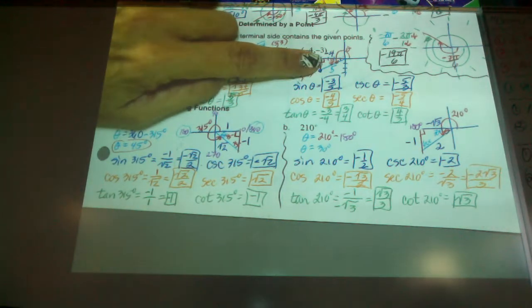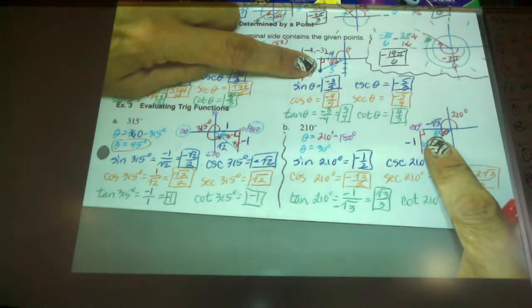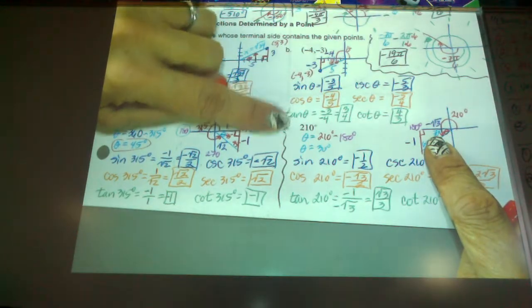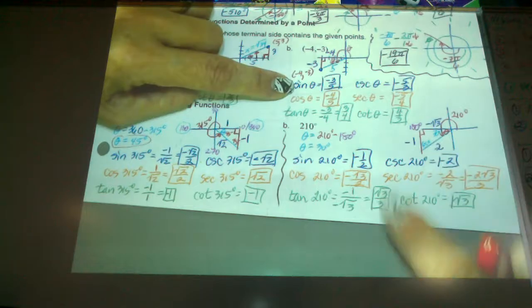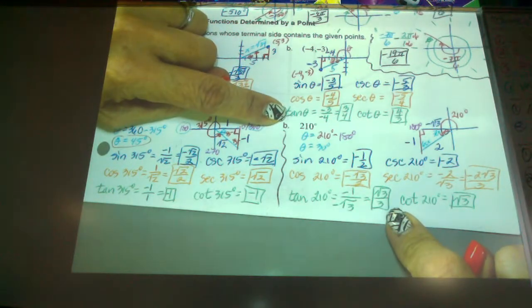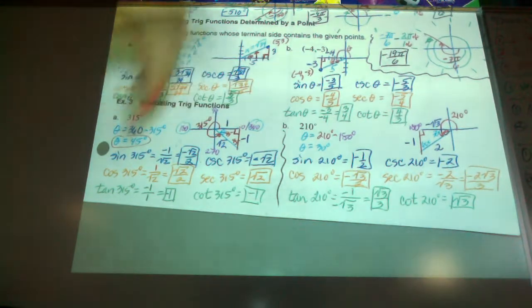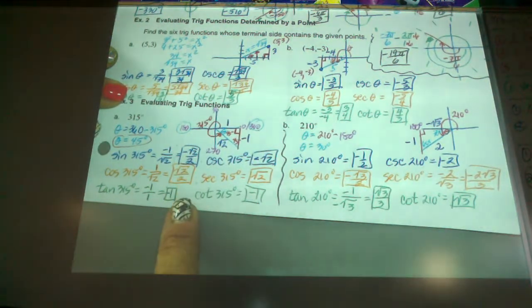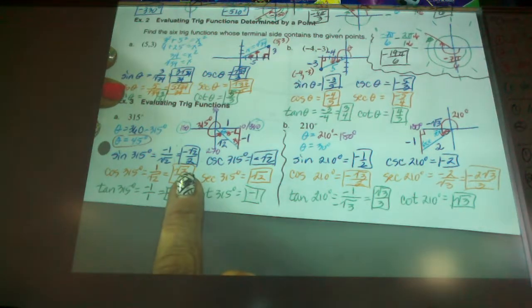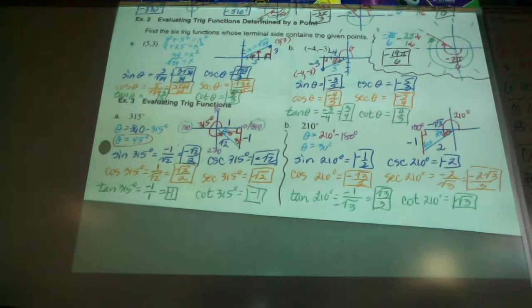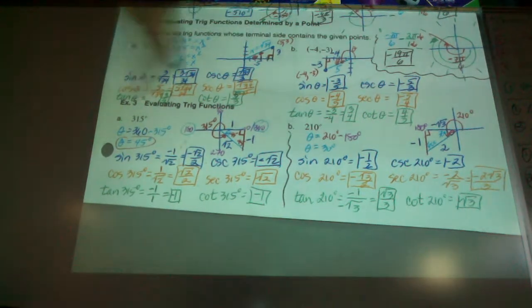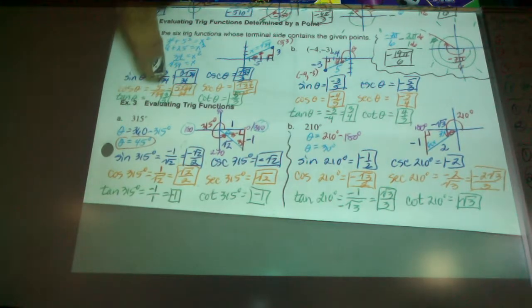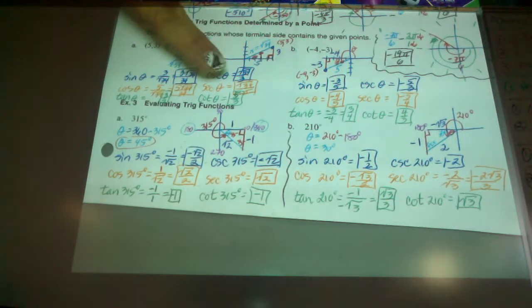In quadrant 3, which these 2 were both in quadrant 3, what do you notice about sine, cosine, and tangent? Which one was positive in both of these? Tangent. And of course their inverses are as well. Then in quadrant 4, which one of these was positive? Cosine. So in all quadrants but one, there's always only one trig function out of sine, cosine, and tangent that is positive. Quadrant 1, they're always positive.